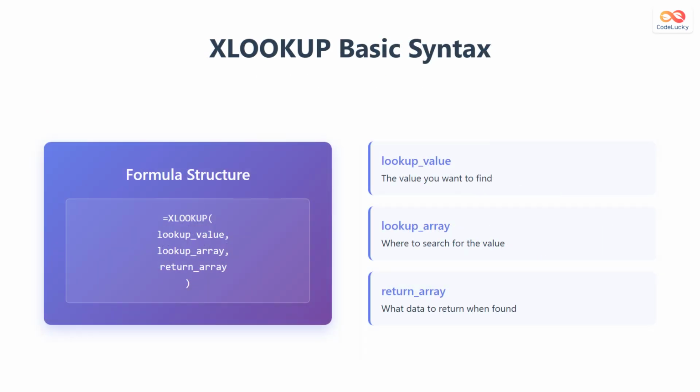Now let's explore the basic syntax of XLOOKUP. The formula structure is as follows: XLOOKUP(lookup value, lookup array, return array). The lookup value is the value you want to find. The lookup array is where you want to search for the value. The return array is the data you want to return when the value is found.